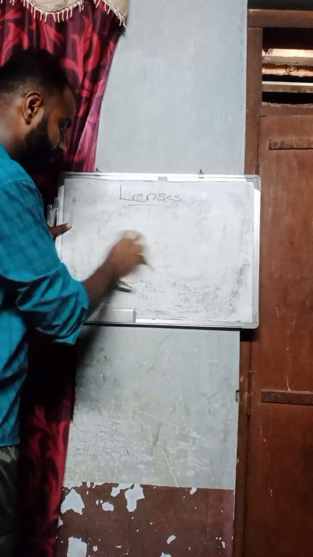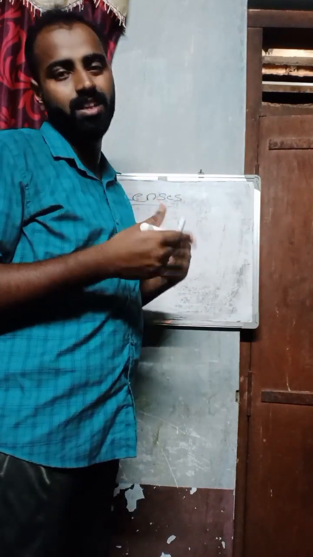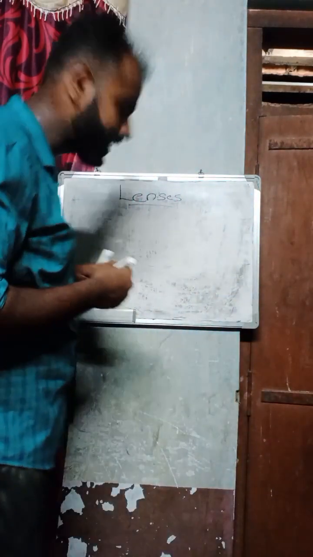Second is focus. If there is more than one focus, we use the plural, that is foci. So I'm asking a question. How many focus are there for a mirror? How many have you studied? You have studied mainly one focus. But in the case of lens, how many focus are there? There are two surfaces. Then how many focus will be there? Let's see how many focus there are.